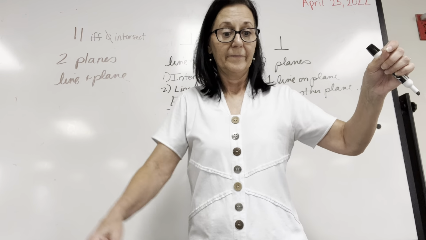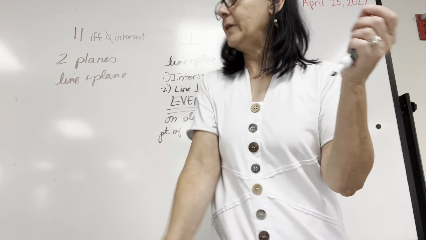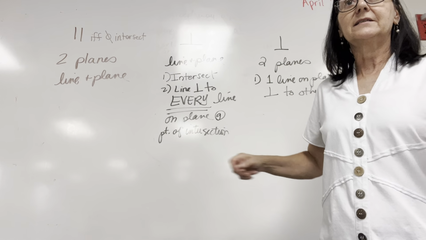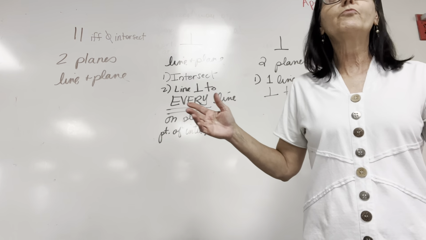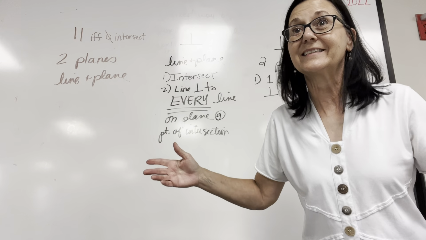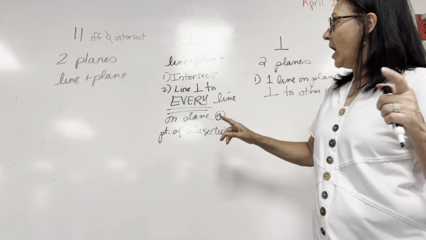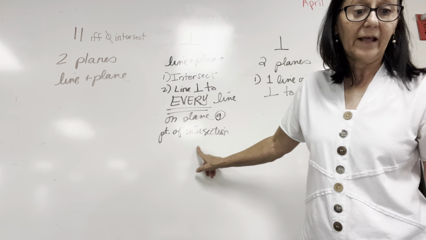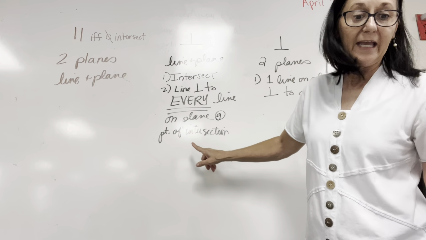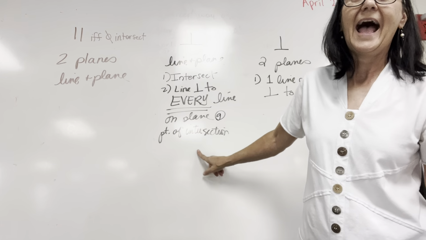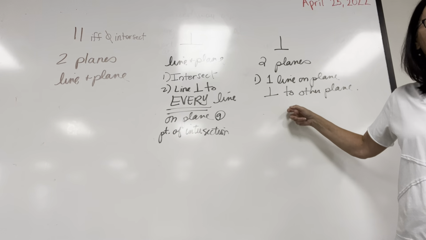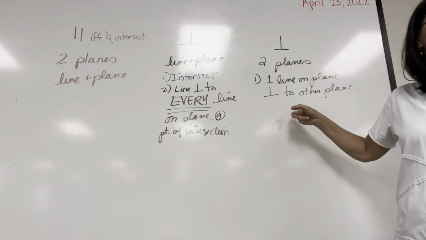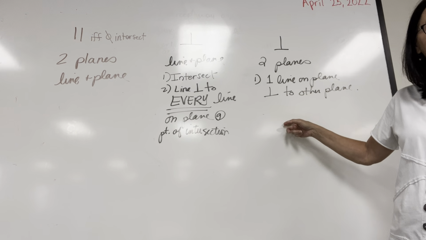All right? You can have a line and a plane that's oblique. So they still intersect, just not at 90 degrees. Yes. You can have a line and a plane that are oblique, but they intersect, just not at a 90 degree. You can have two planes that are oblique. They intersect, just not at a 90 degree.